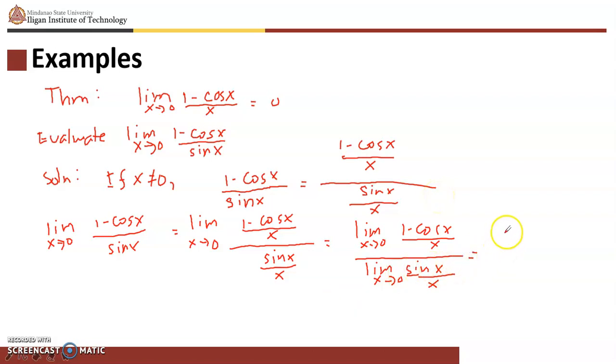0. And we have a theorem for this one earlier, and that is equal to 1. So meaning to say that's equal to 0. Therefore, the limit of 1 minus cosine x all over sine x as x approaches 0 is equal to 0.